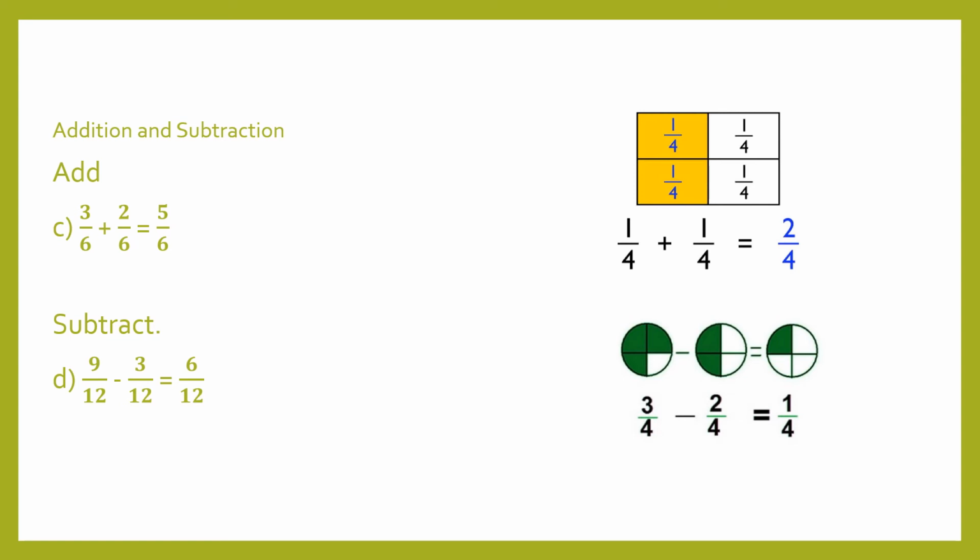Same here in the case of subtraction, like here 3 out of 4 is shown. If I remove 2 parts, so that shows only 1 by 4 part is left. So we will only add or subtract the numerators. The number of parts in a whole thing will not change.